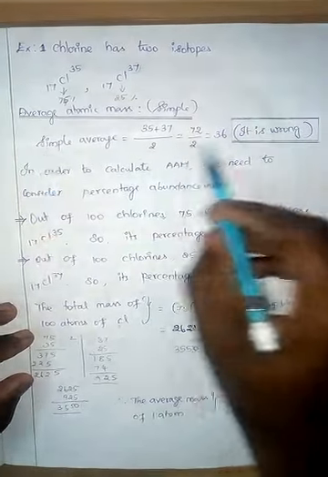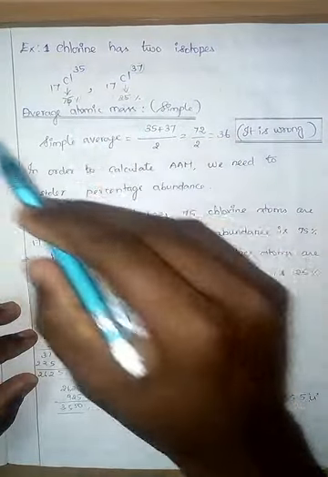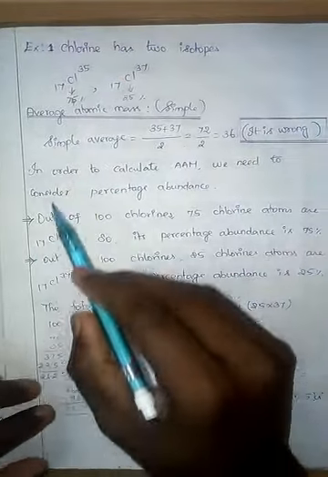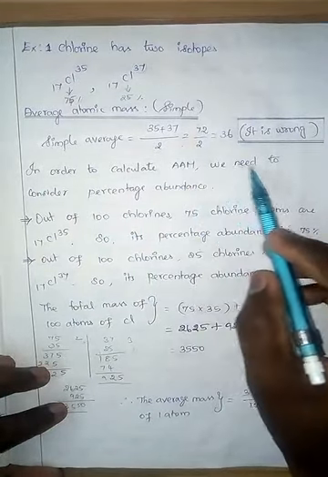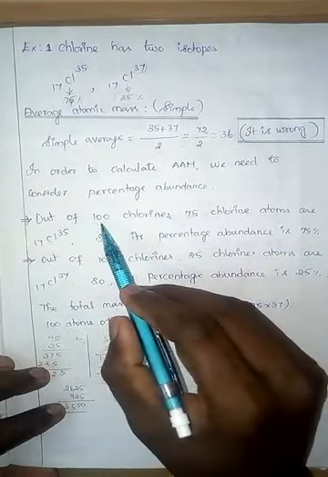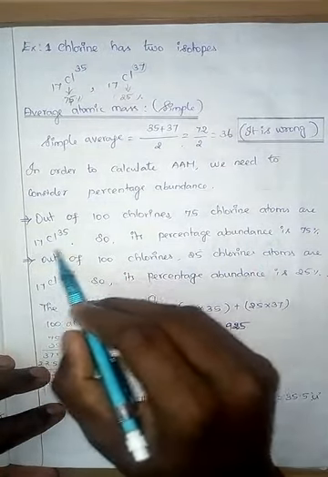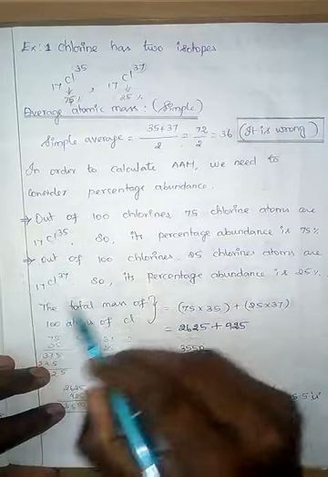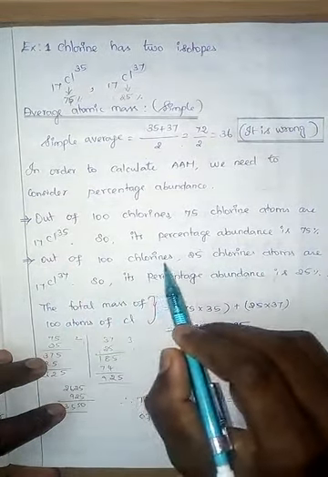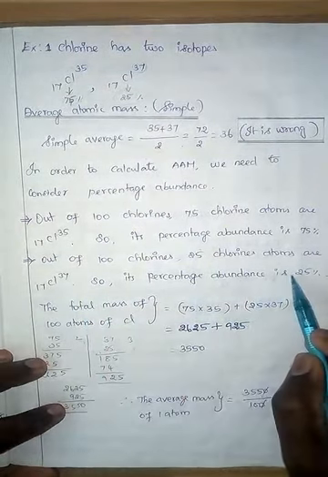So if you calculate by the simple average method, this is wrong because we need to consider this percentage as well to calculate the average atomic mass. In order to calculate the AAM, we need to consider the percentage abundance. Out of every 100 chlorines, 75 chlorine atoms are 17 chlorine 35. So that has a mass 35, and its percentage abundance is 75%. Out of 100 chlorines, 25 chlorines are 17 chlorine 37. So its percentage abundance is 25%.